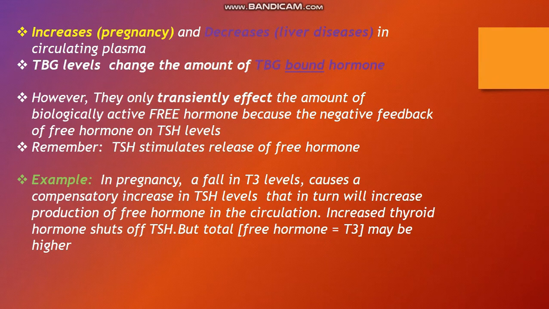Increase in pregnancy, and decrease in liver disease, in circulating plasma. TBG level changes the amount of TBG-bound hormones. TBG level increases in pregnancy. When it increases in pregnancy, more and more hormone will be in the bound form. When it is in the bound form, it means free hormone will be less available.